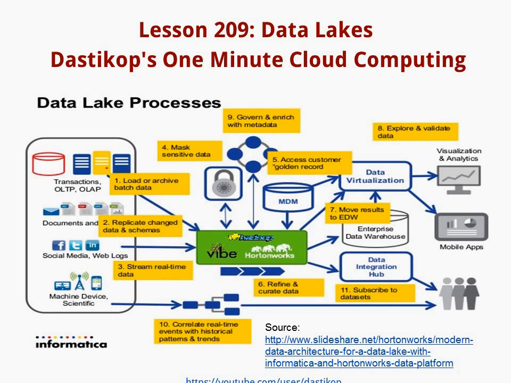Then you access your customer golden record. See, in the process of MDM, that is master data management, golden record is one which gives you access to the most validated data about your customer. So once this is done, then you have to refine and curate your data.